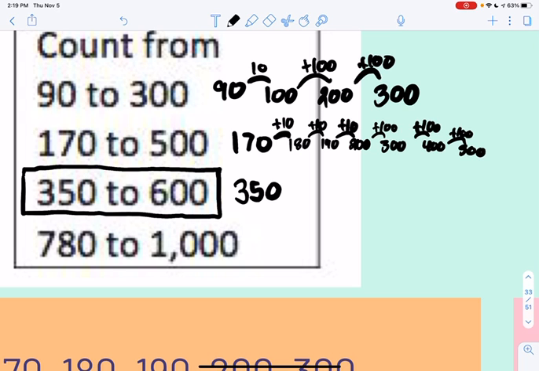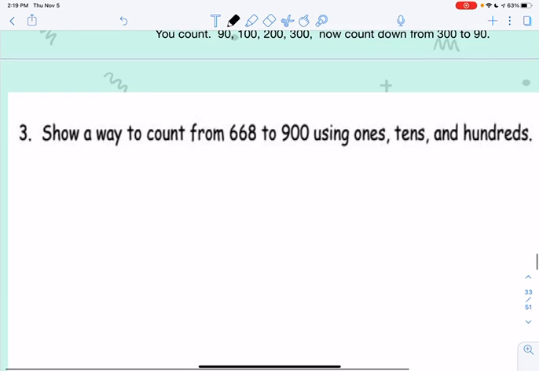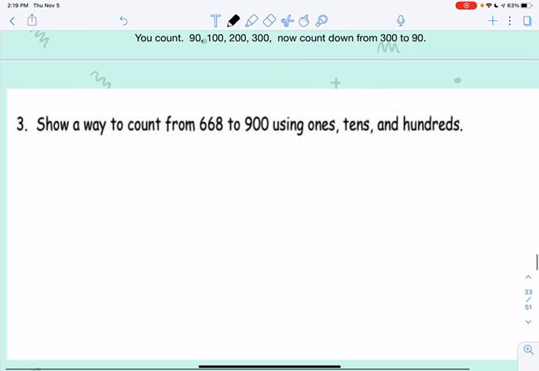All right. So we're going to move on to the next part now. So we're going to show a way to count from 668 to 900 using ones, tens, and hundreds. I like the arrow method for this, and I try to think of it as a hierarchy system. Hierarchy is a big word that just means you do the first to the second to the third to the fourth conditions.